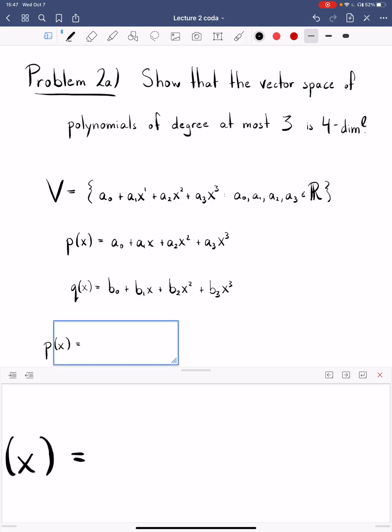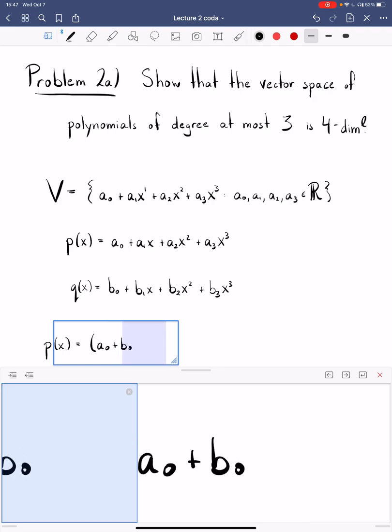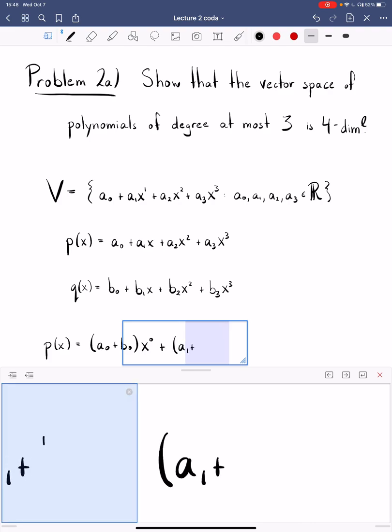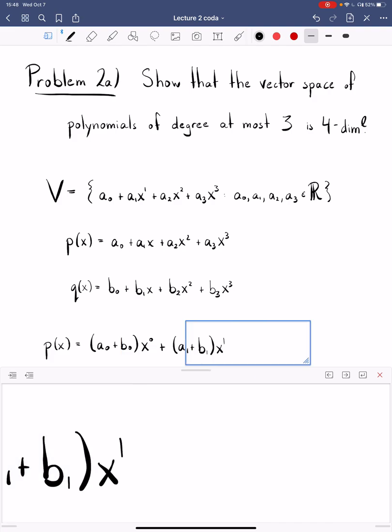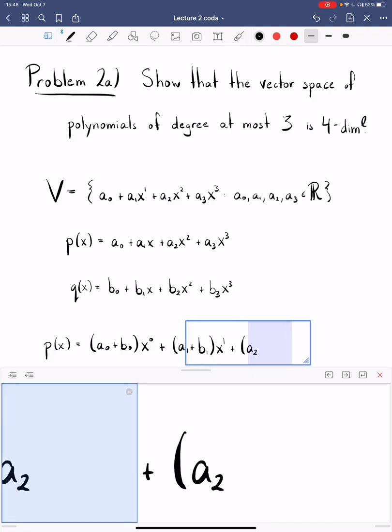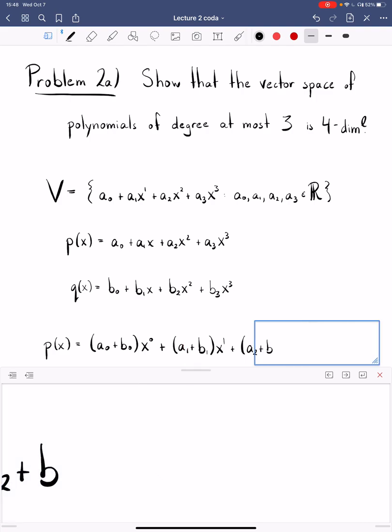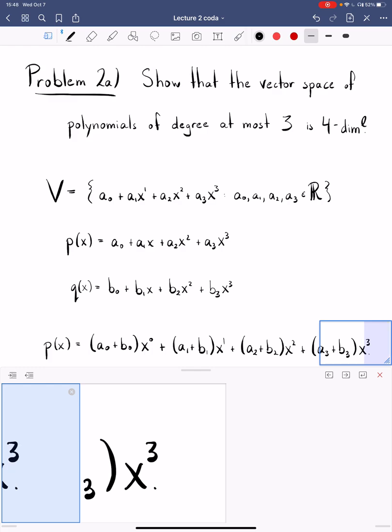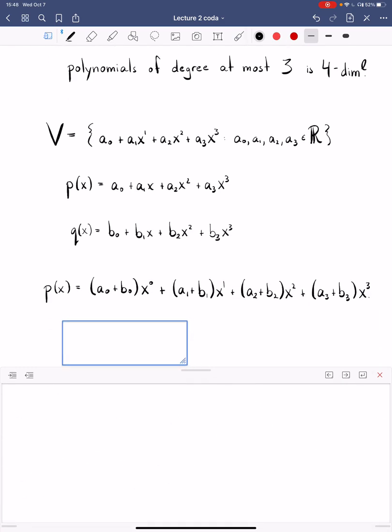You add up the coefficients of like powers. So this would be a0 plus b0, right? Those are the coefficients of the degree 0 term, which you could write as a0 plus b0 times x to the power 0, which is 1, plus the sum of the coefficients of the degree 1 term, x to the 1, plus the sum of the coefficients of the degree 2 terms, a2 plus b2, x squared, and then finally the sum of the coefficients of the degree 3 terms, x cubed. Okay, so that's what adding up polynomials means.